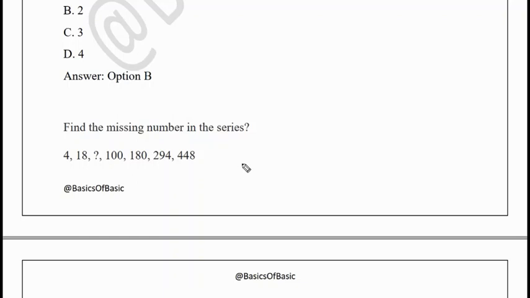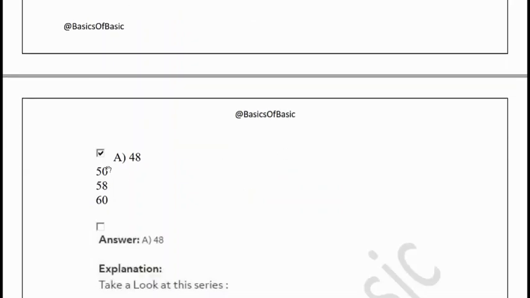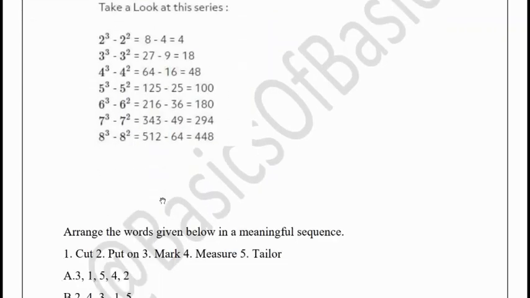If you see the first one, it is 2 cube minus 2 square, so 8 minus 4. For the next one, it would be 3 cube minus 3 square. Okay, next it would be 4 cube minus 4 square. So the answer would be 48. Okay, so 48 is the correct answer here. The thing is, finding the logic is a bit difficult. So if you ace this preparation, then you can do it. Yeah, the explanation is also present here.